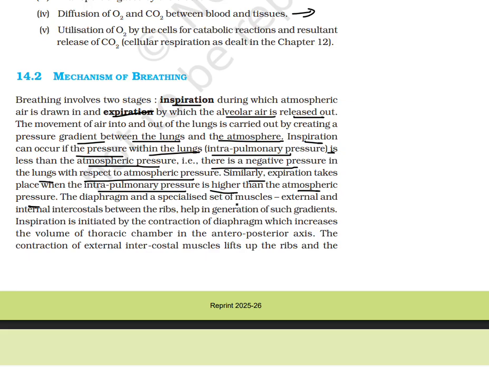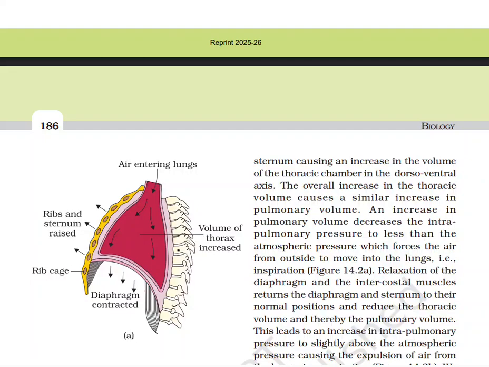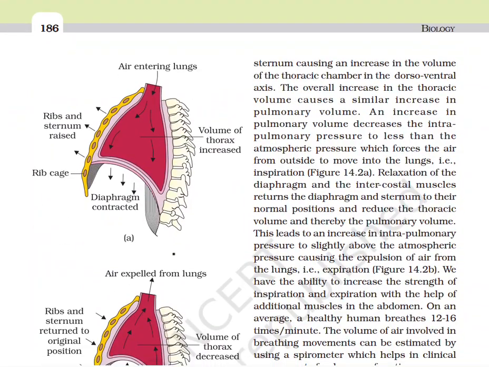The diaphragm and a specialized set of muscles, external and internal intercostals between the ribs, help in generation of such gradients. Inspiration is initiated by the contraction of the diaphragm, which increases the volume of the thoracic chamber in the anteroposterior axis. The contraction of external intercostal muscles lifts up the ribs and the sternum, causing an increase in the volume of the thoracic chamber in the dorsoventral axis. The overall increase in the thoracic volume causes a similar increase in pulmonary volume.